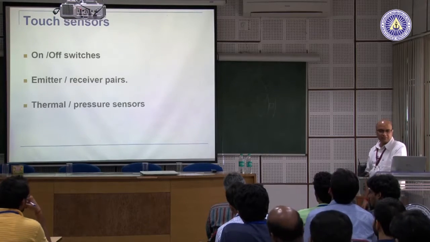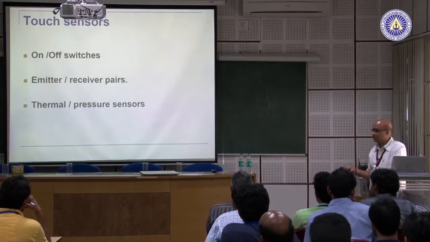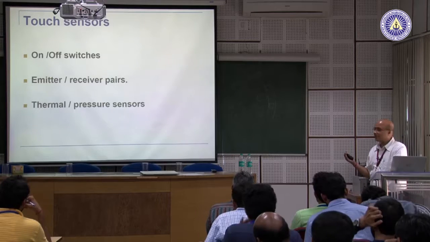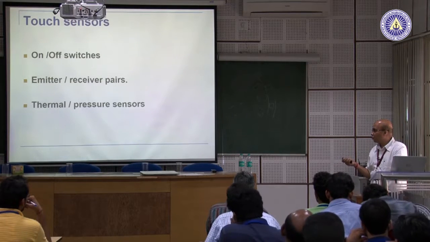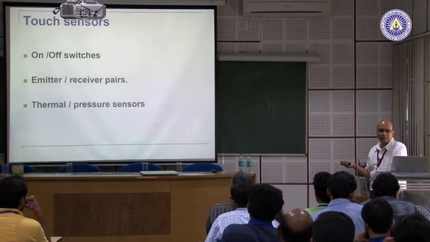The other sensors are on off sensors. So, these are external sensors. Internal sensors are essentially position, velocity, acceleration. External sensors are on off switches, emitter receiver pairs, thermal pressure sensors, force torque sensors, etc.